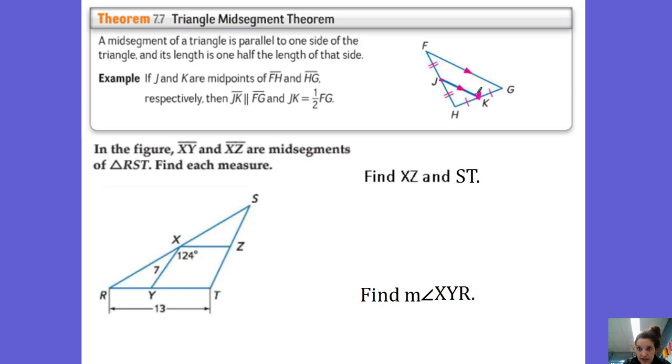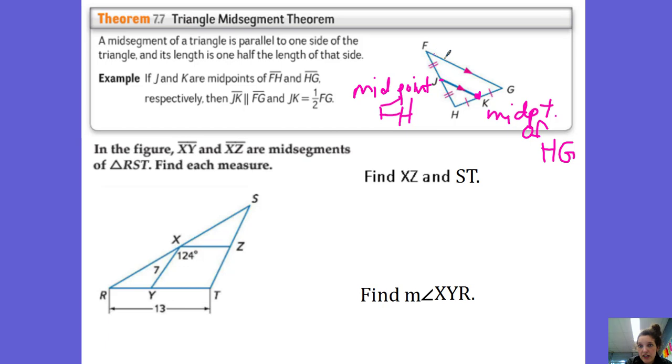So notice with the tick marks, point J is the midpoint of FH, and K is the midpoint of HG. So a midsegment connects the midpoint of one side to the midpoint of the other.